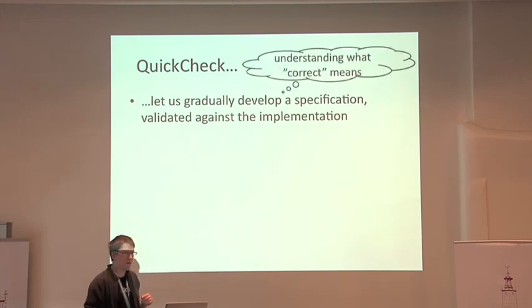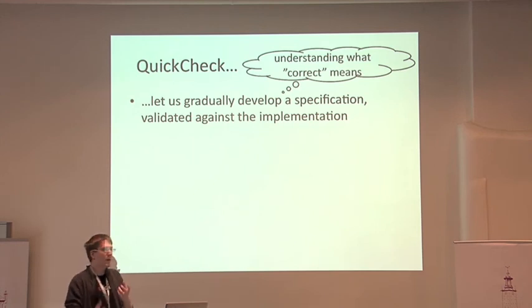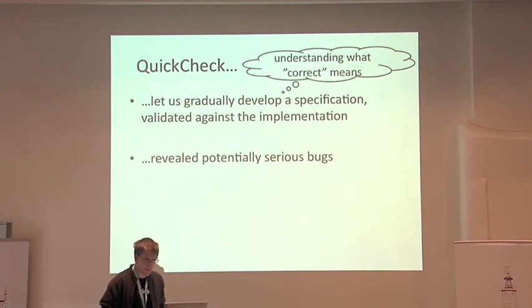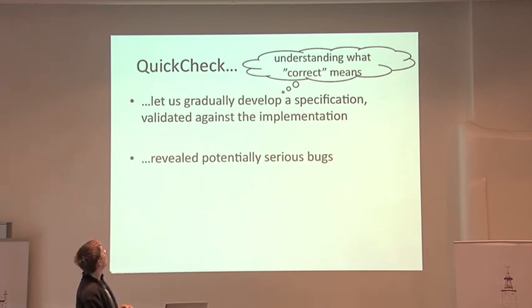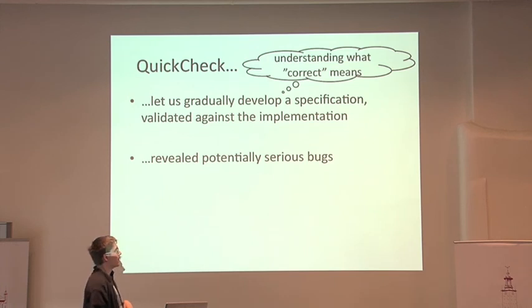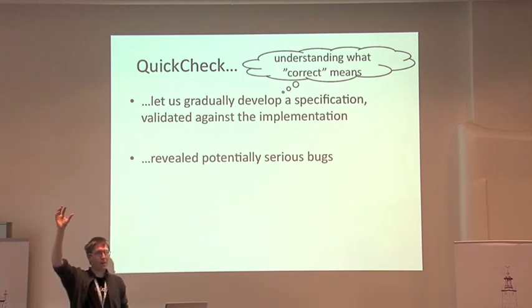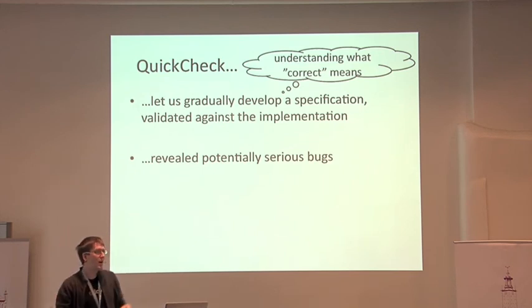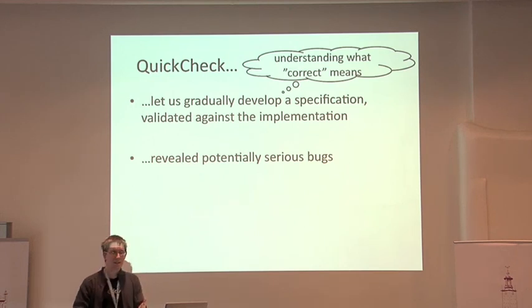So it let us understand what we meant by correctness, which was very helpful. And it revealed a potentially serious bug that it would have been impossible, I think, to find with conventional testing, just because it's quite a specific case. We have to take down some nodes and then bring them up and bring down the other nodes in a specific order that you wouldn't really think of doing if you're writing tests by hand.